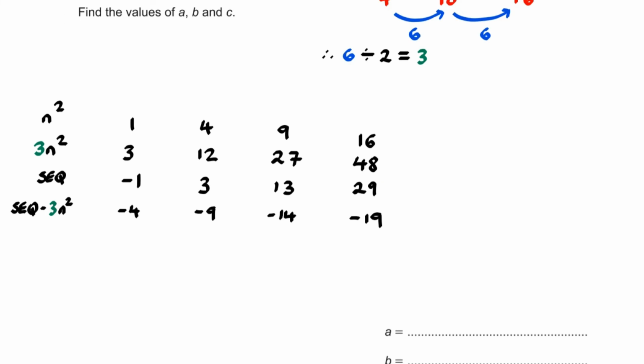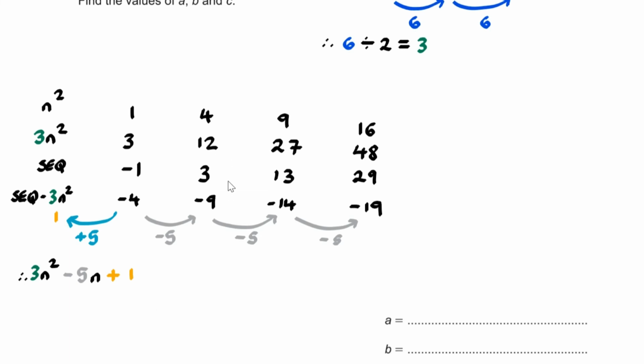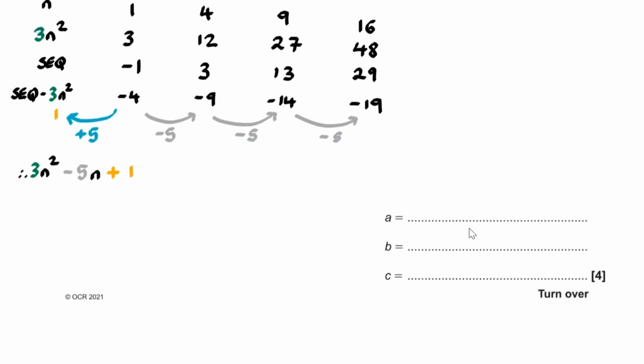So, if we now find the difference between each of these, here we've got minus 5. Here we've also got minus 5. And here we've got minus 5. And if I do the opposite of minus 5, that's plus 5. Minus 4 plus 5 is 1. Which means our nth term is 3n squared minus 5n plus 1. Which means the value of a is 3. The value of b is minus 5. The value of c is 1.